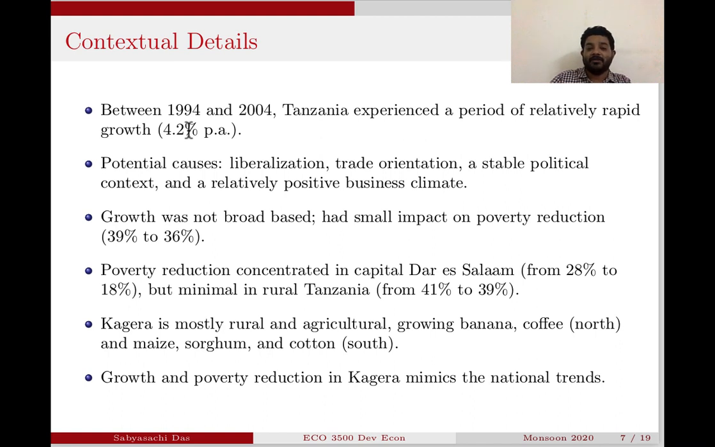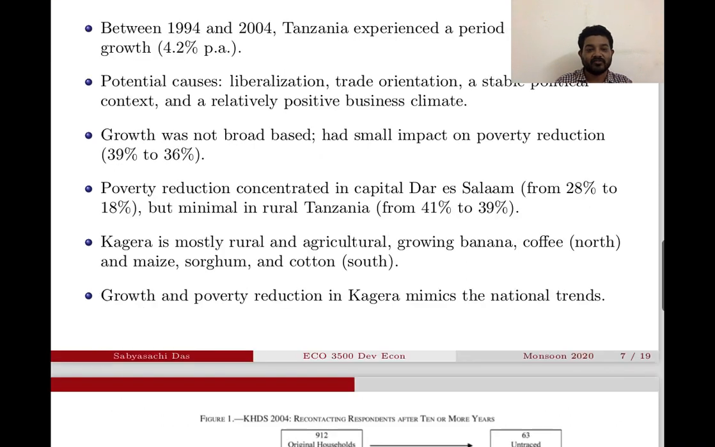And their primary crops are banana and coffee in the northern part of the region, and various rain-fed crops such as maize, sorghum, and cotton in the south. And they also experienced a similar kind of growth rate, about 4% per annum, in Kagera, but poverty reduction again was very minimal. So this primarily agricultural region remained relatively poor even during this 10-year period. Okay? So that motivates why one should look at migration here.